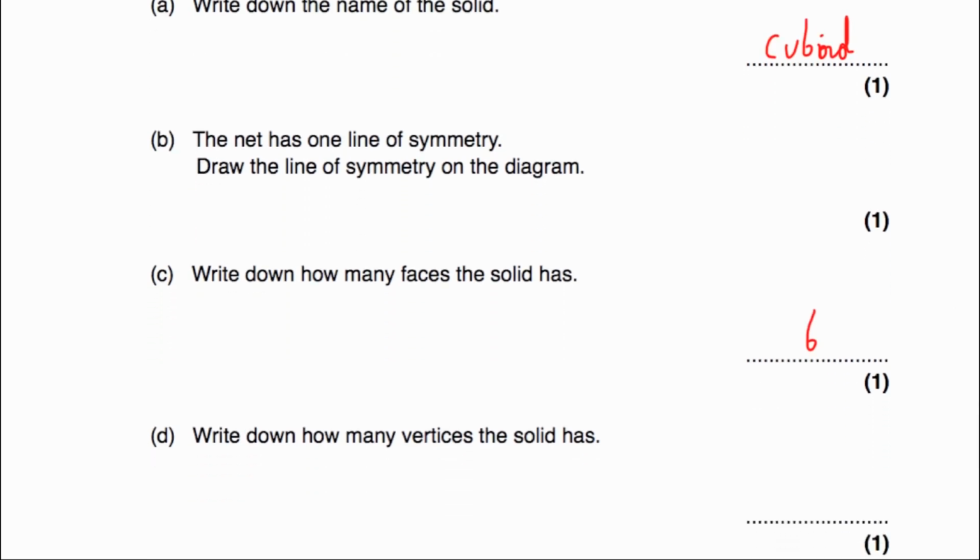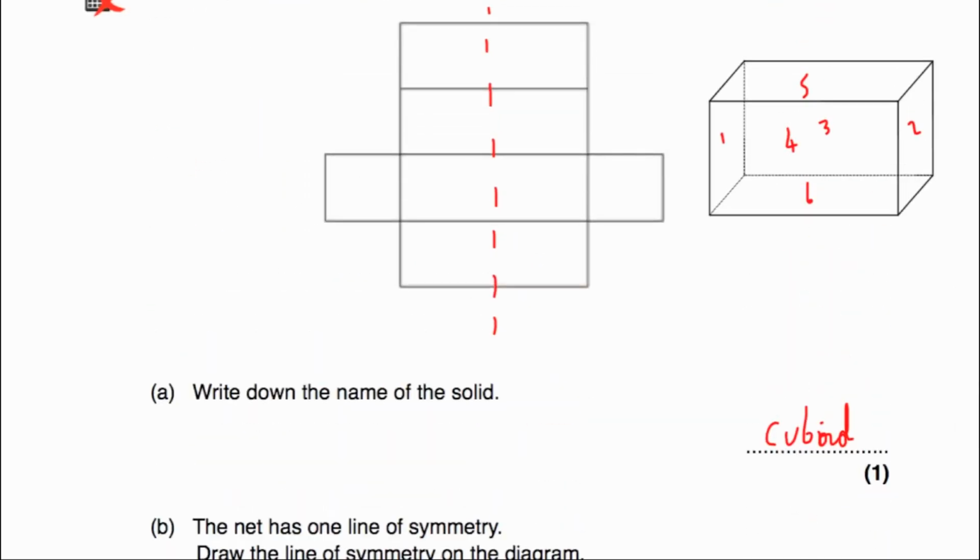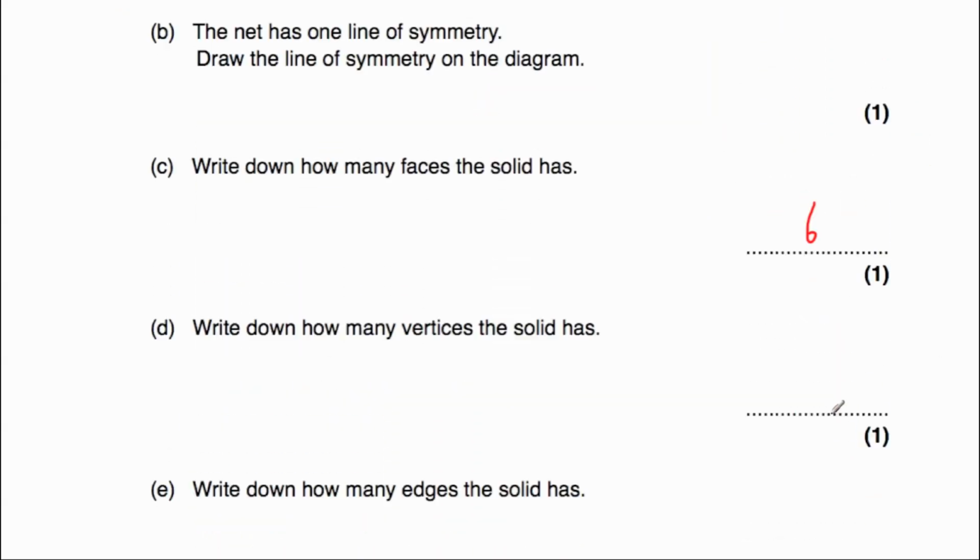Question 2d says write down how many vertices the solid has. Remember, the vertices are where the edges meet, so those corners. So 1, 2, 3, 4 on one side, 5, 6, 7, 8. So there'd be 8 vertices.